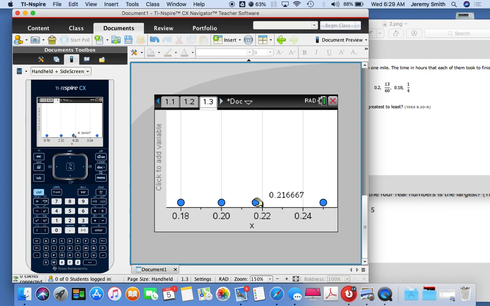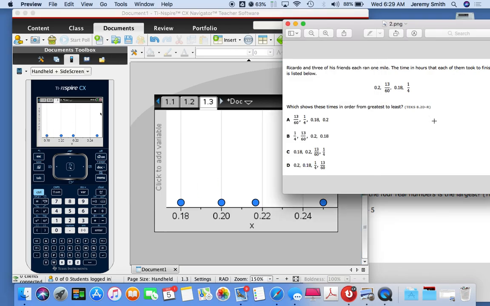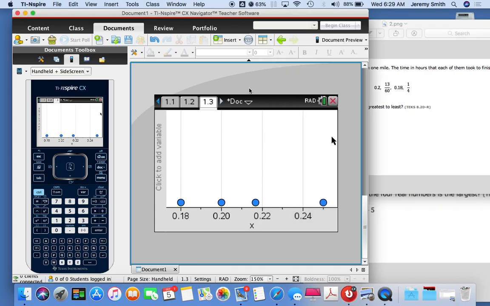All right, the next one will be 0.216667, which is 13 divided by 60. The next one will be 0.2. And then this one will be 0.18. All right. So we can obviously see that our answer to this is going to be B. So if you notice on the first one, when we're doing least to greatest, we count it this way. But when we're doing greatest to least, we go the opposite way. So we count it this way when we talk about greatest to least.